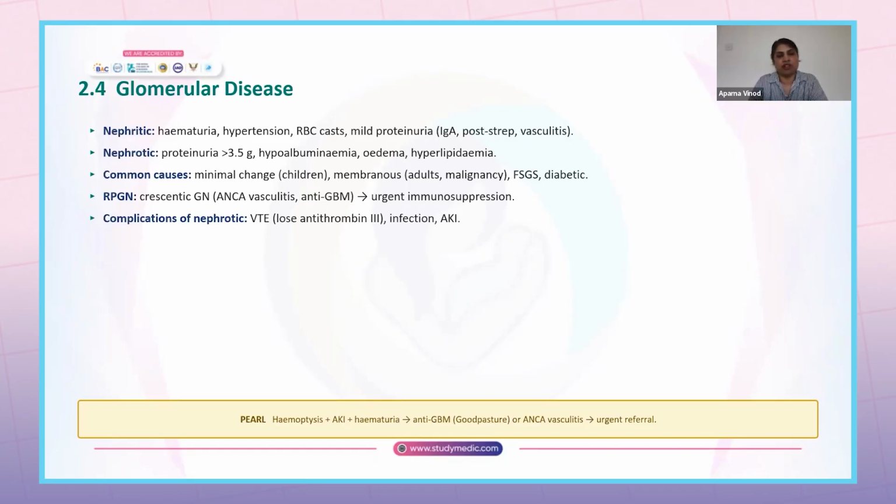Rapidly progressive glomerulonephritis, you will find crescentic glomerulonephritis because of vasculitis mainly and antibodies, and because it is related with antibodies, it will require urgent immunosuppression. Complication, like I said, because of the loss of gamma globulins as well along with antithrombin 3, you can have increased risk of infection, and this can lead to AKI.